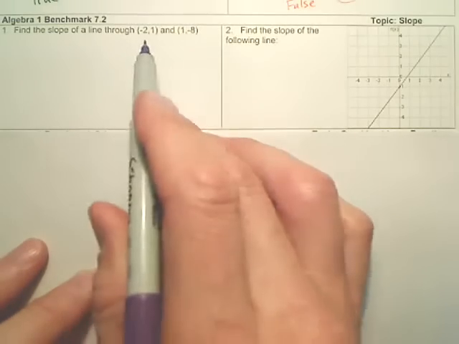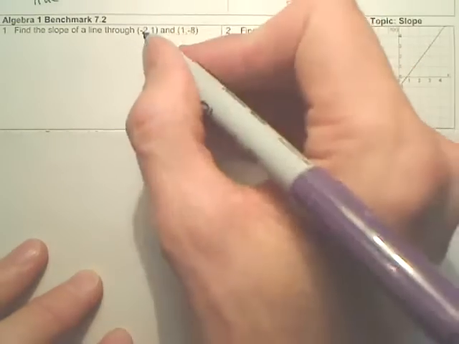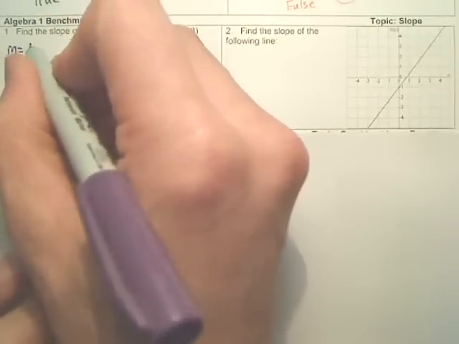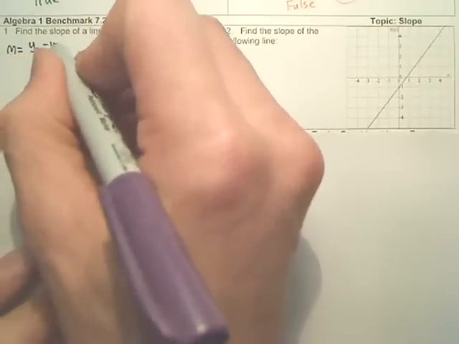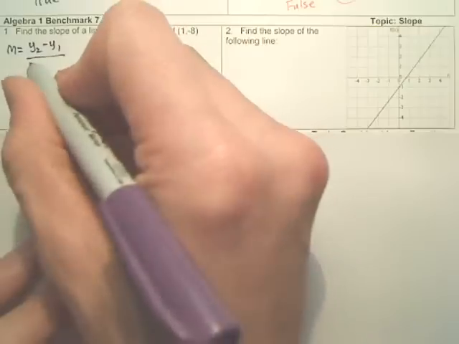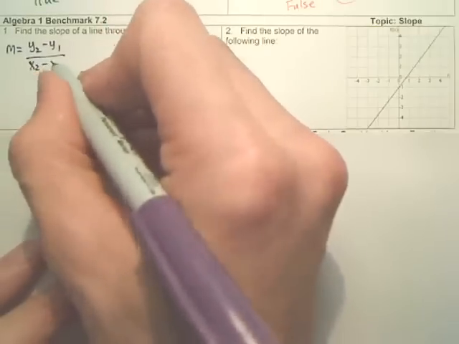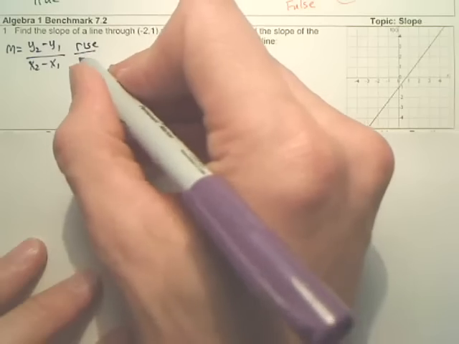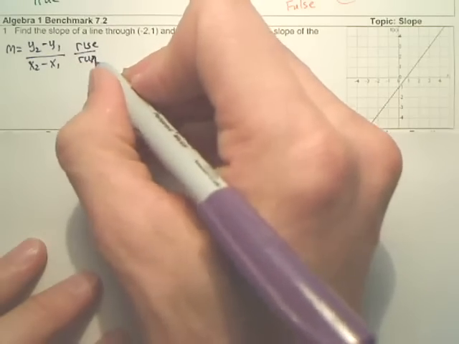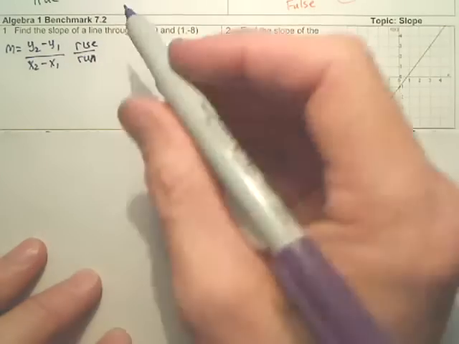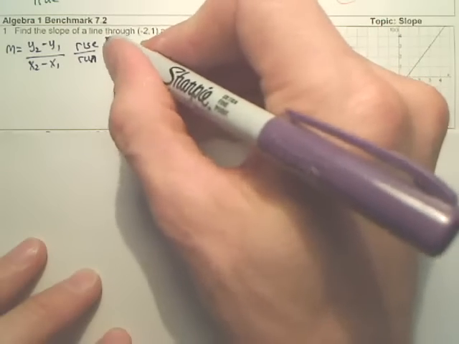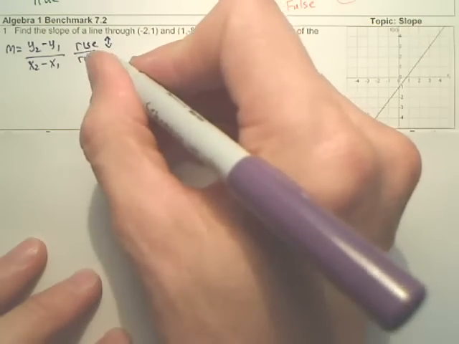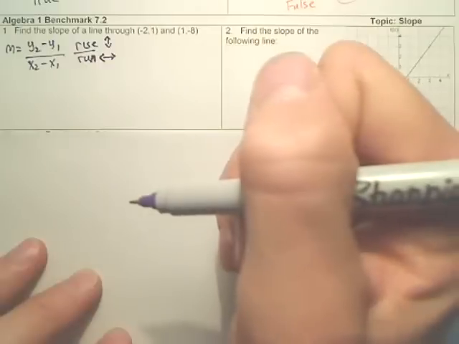Okay, if we want to find the slope between these 2 points, the formula for slope, m is slope. It's y2 minus y1 divided by x2 minus x1. That is your rise divided by your run. Now, rise is up and down. Run is side to side.